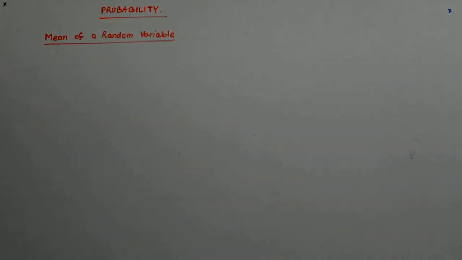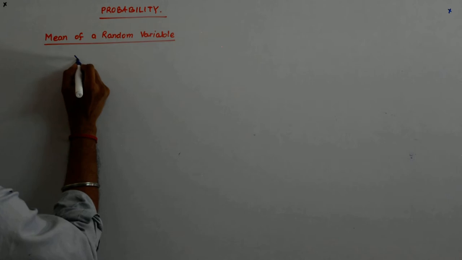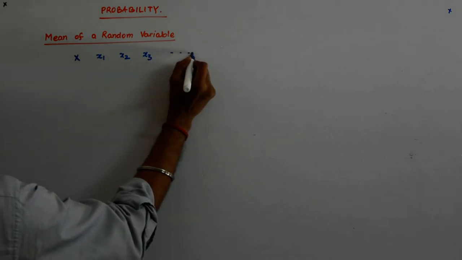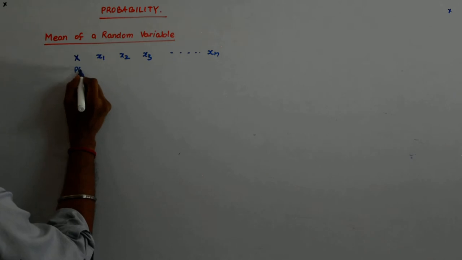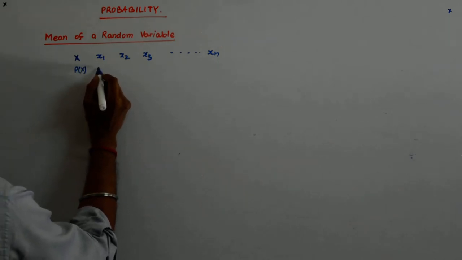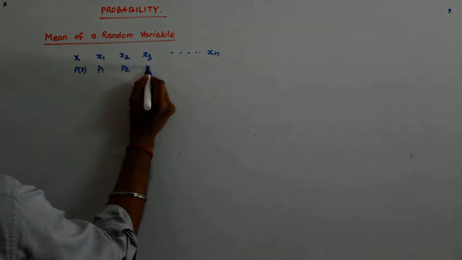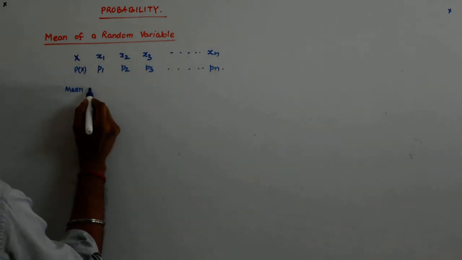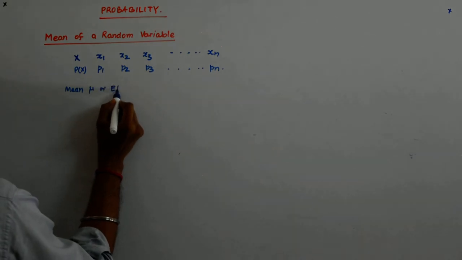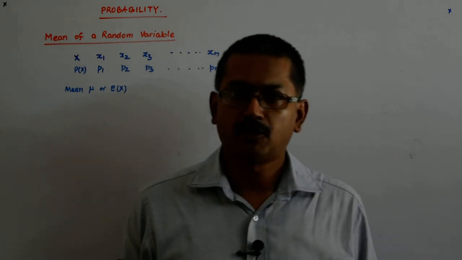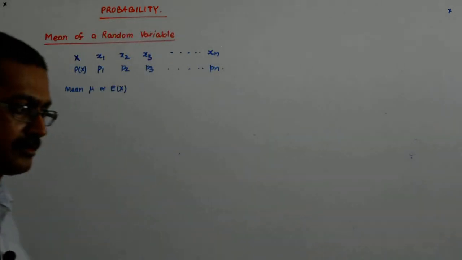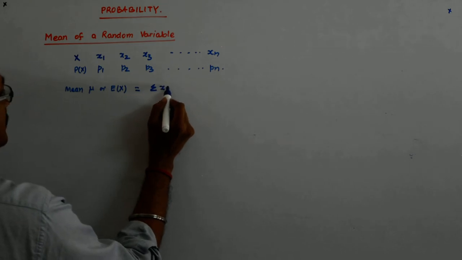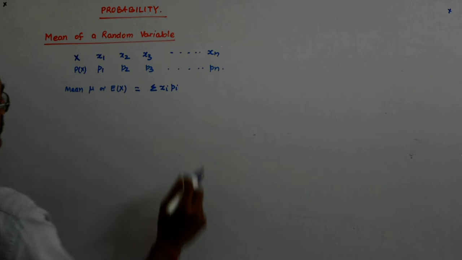So we finally define the mean of the random variable after that example. If I have got a random variable whose values are x1, x2, x3, xn, and I have got their respective probabilities, that means I have p1, p2, p3, pn, then we define the mean mu, or we also call it the expectation of x. It is defined as mu, and expectation is synonymous. Same, synonymous. Summation xi pi, that's all.